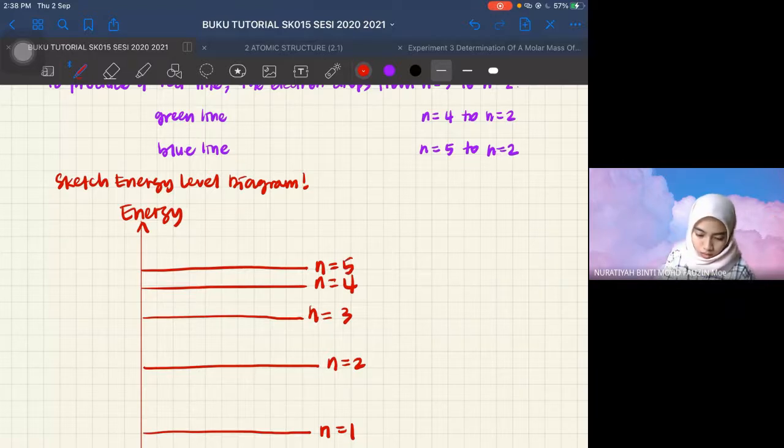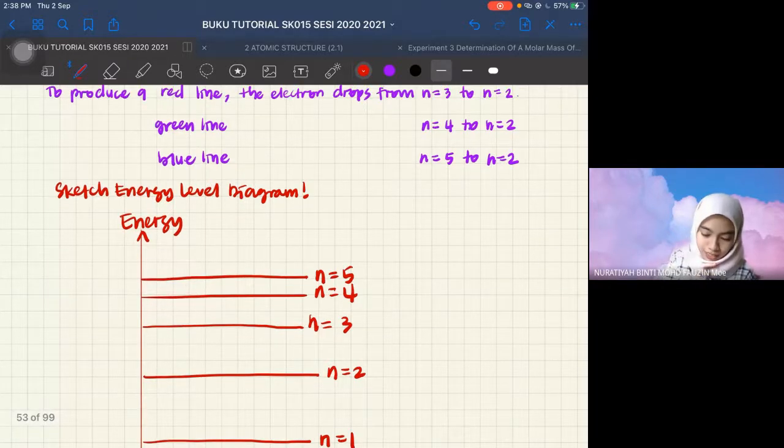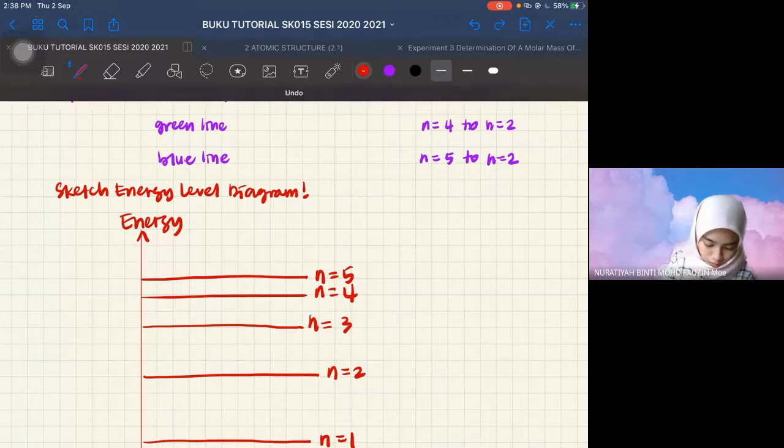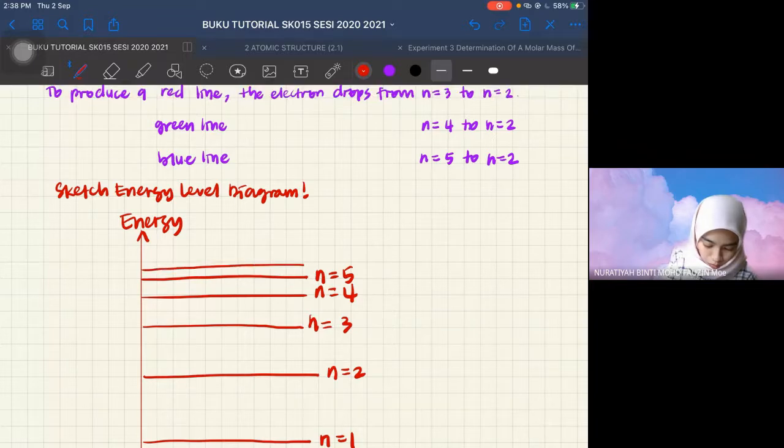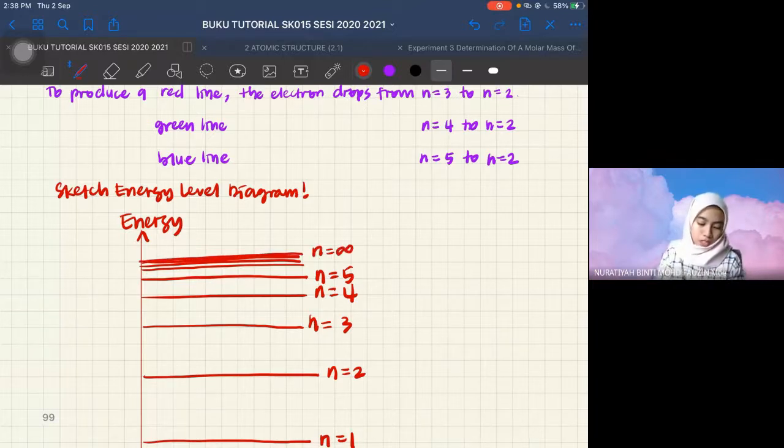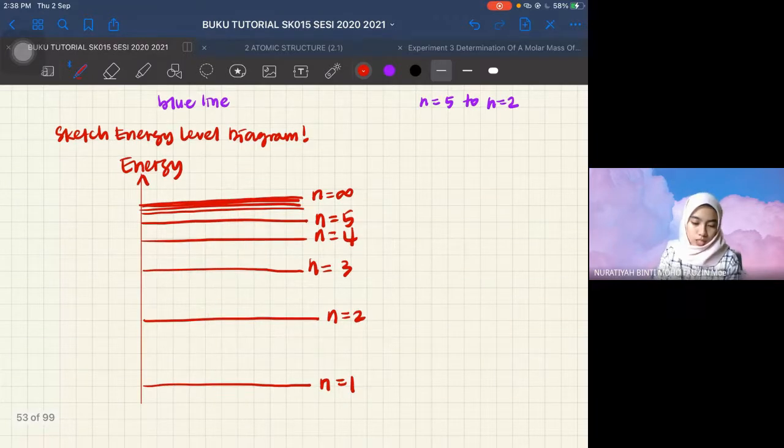N equals to 5. Okay. So kita nak berapa? Kita at least kena ada sampai n equals to 5 kan? So nanti dekat atas ni sekejap buat dia makin kecil. So buat line tebal. Okay. Line tebal. This is n equals to infinity. Okay. So yang kanan ni adalah awak punya energy level lah.